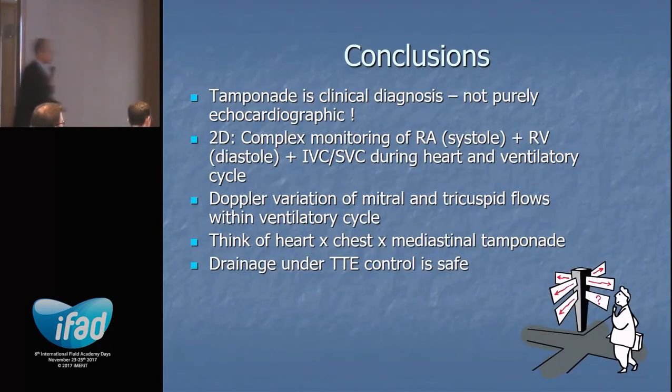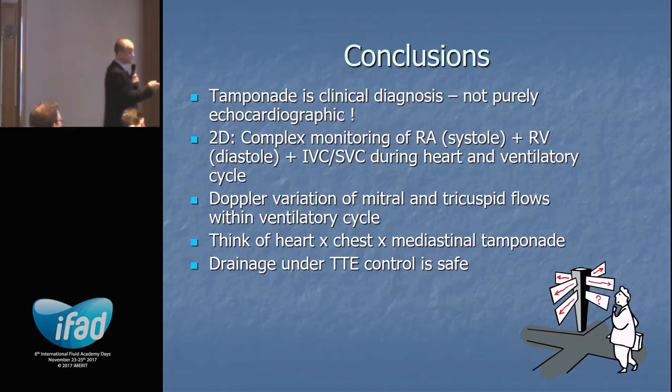So my conclusion would be that tamponade and pericardial pathology is a clinical diagnosis, not purely echocardiographic. You can make the diagnosis at the first instance through simple measures like compression of atria and ventricles, and look at the venous collapsibility. You add your Doppler variation, particularly mitral and tricuspid flows. You have to think as an intensivist about also a potential of mediastinal and chest tamponade.